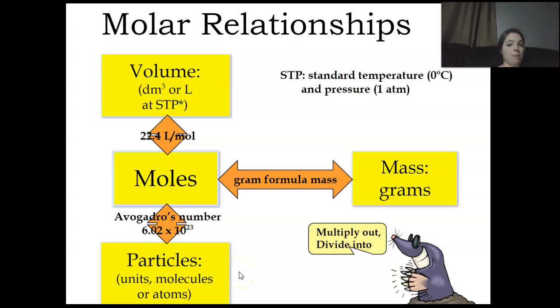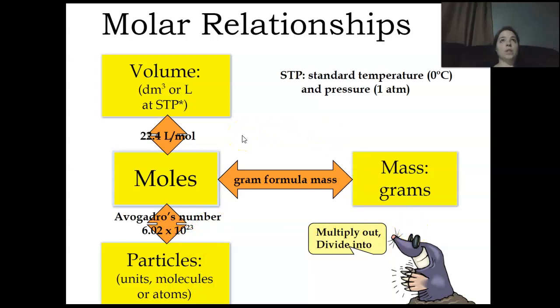Now things you got to memorize. Volume, there are 22.4 liters per mole. Got to memorize that. Avogadro's number, 6.02 times 10 to the 23rd. Gotta memorize that. That goes to particles. That word is interchangeable between units, molecules, or atoms. You can interchange any of them. Okay?